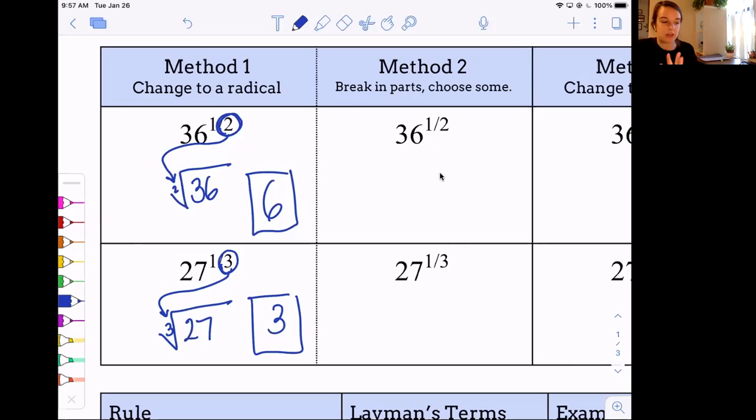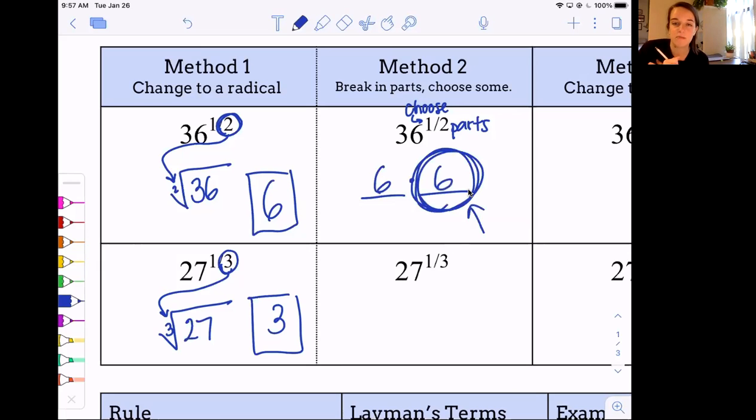There is a second method, which I think is really cool, which I'm calling break in parts and then choose some. For me, it's easy to think about it. So I'm thinking I want to break 36 into 2 parts, and I'm going to choose one of them. So basically what I mean is I need to think what number times what number gives me 36, because there are 2 parts. So 6 times 6 gives me 36, and I'm going to choose one of those, and that's my answer, 6. That's pretty cool, right?